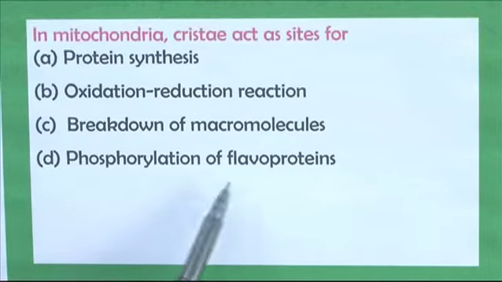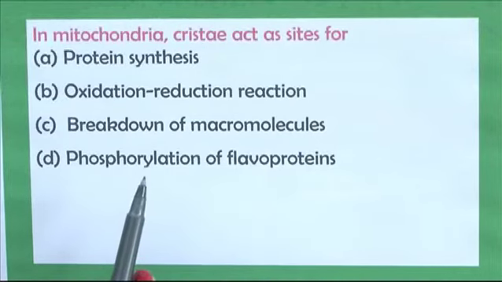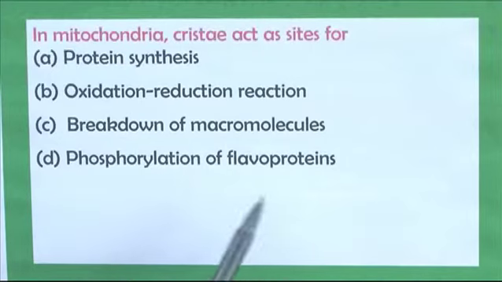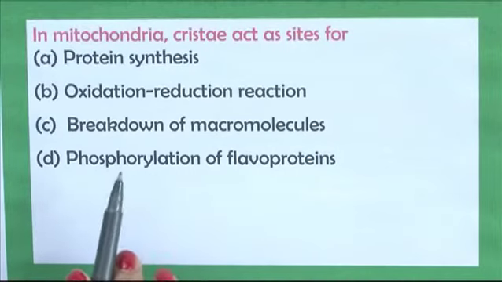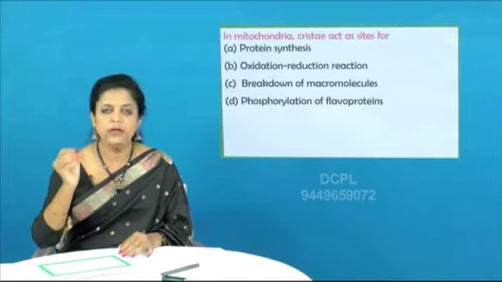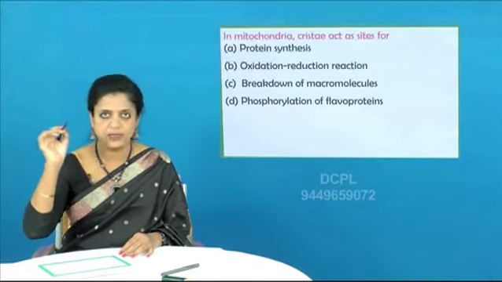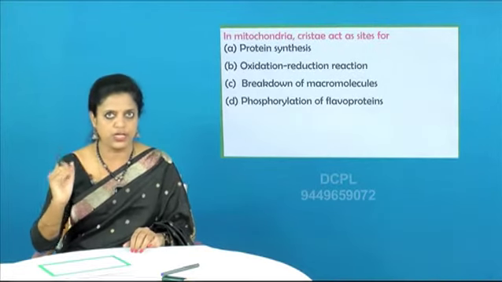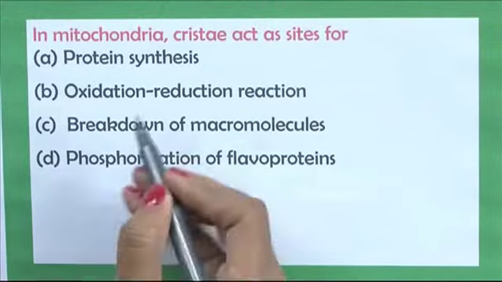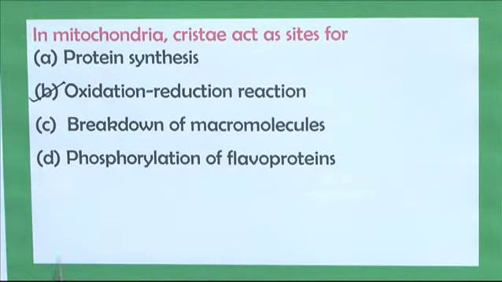Then phosphorylation of flavoproteins. They are saying phosphorylation of flavoproteins may happen, because phosphorylation of FMN is happening, but among these, oxidation reduction is happening. Why? Because whenever the electron passes in the cristae or the Racker's particles, it is carried from one to another by oxidation reduction reaction. Therefore, it must be oxidation reduction reaction happening in the mitochondrial cristae, that too in Racker's particles. That is option B, the correct answer.